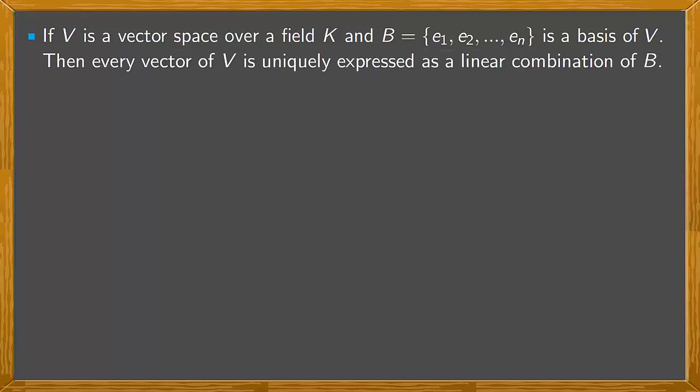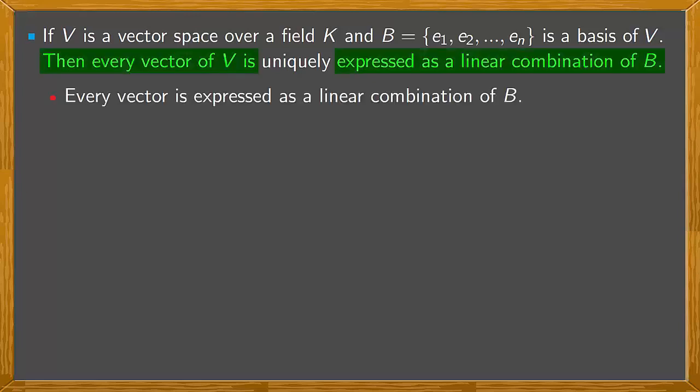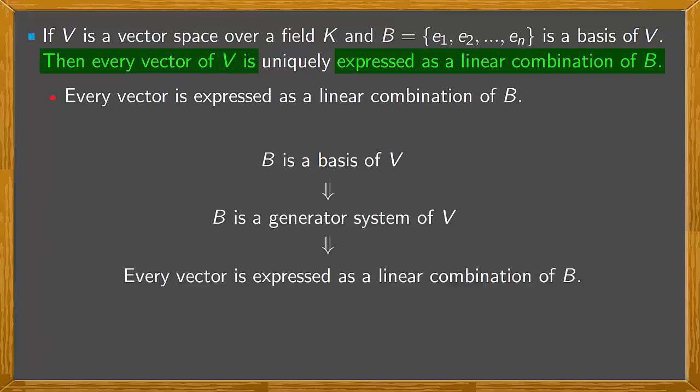To begin with, since B is a basis of V, in particular it's a generator system of V, therefore every vector can be expressed as a linear combination of B. So we already have the first part. Now we'll show that this expression is unique.